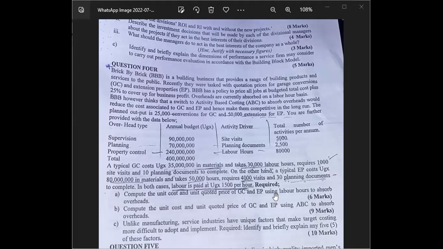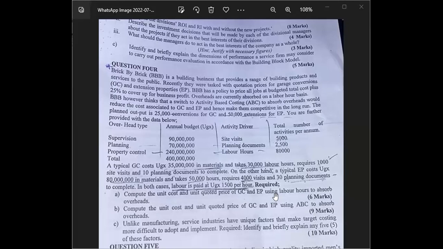So they said Brick by Brick is a building company that provides a range of building products and services to the public. Recently, they were tasked with quotation prices for garage conversions and extension products. So you have two, and I think those are more of two cost centers. Then they say that BBB has a policy to price all jobs at budgeted total cost plus 25% to cover business profit. So this is markup. Ideally we're supposed to determine the production cost first.